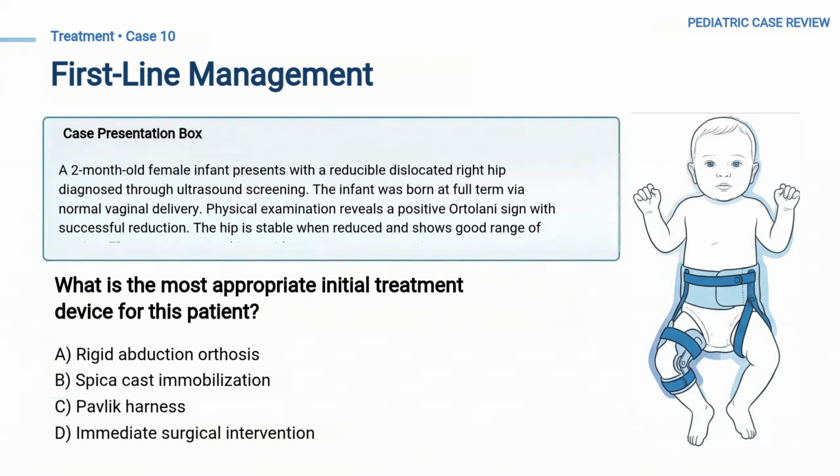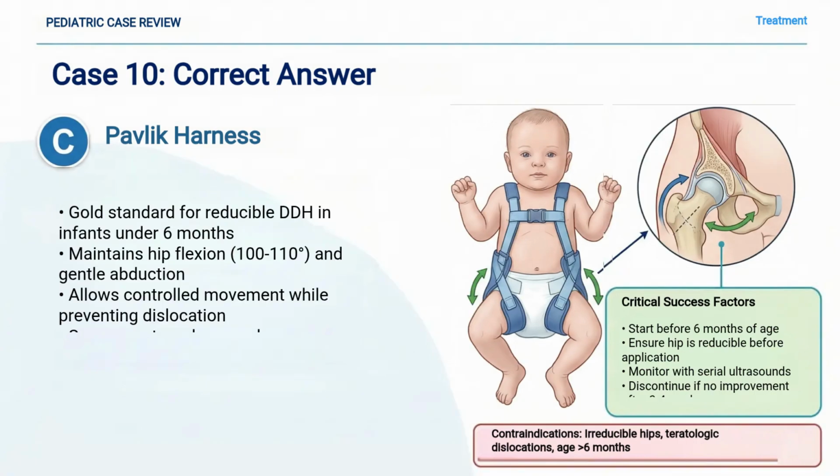Option A, rigid abduction orthosis. Option B, spica cast immobilization. Option C, Pavlik harness. Option D, immediate surgical intervention. The correct answer is C, the Pavlik harness.